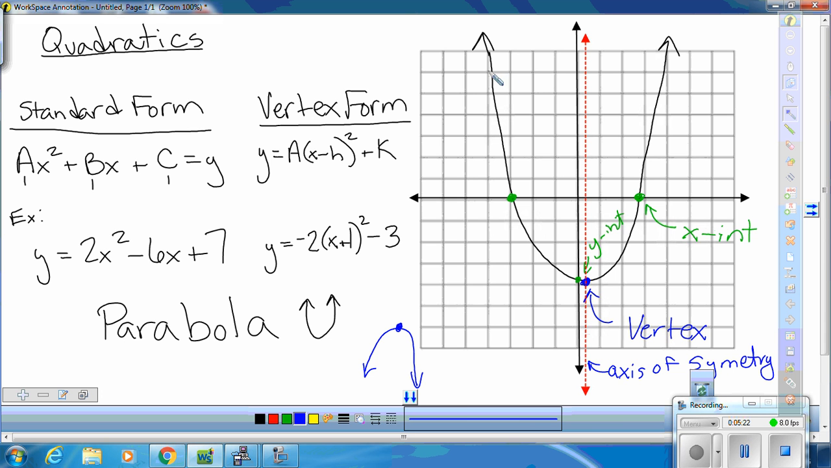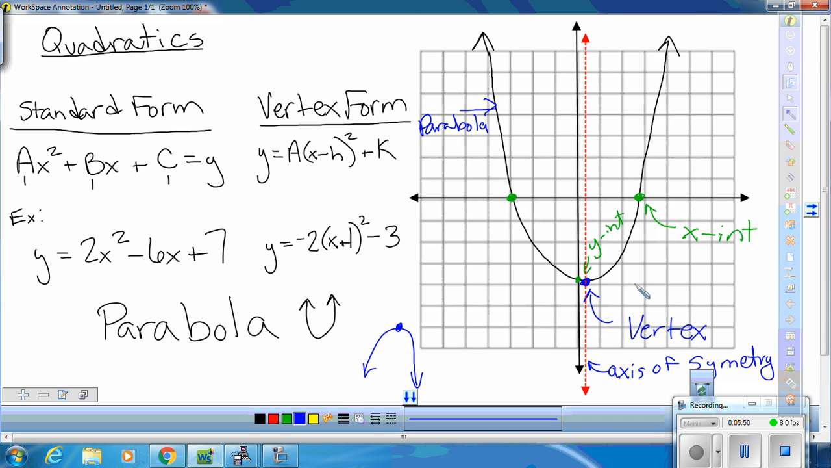So we have the parabola itself, which is the actual curve. We have our vertex, we have x-intercepts and a y-intercept, and we have an axis of symmetry. So these are kind of the parts. We're going to take a moment and talk about each of these parts a little bit, and how do we find these parts from the equations so that we can actually graph, and what is that going to look like, and how do we find those.